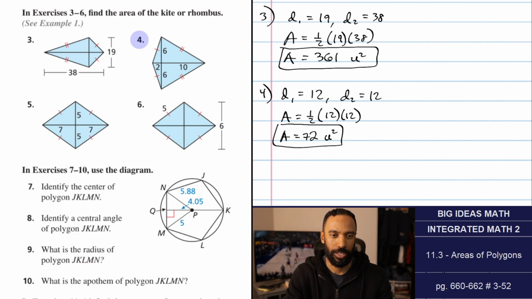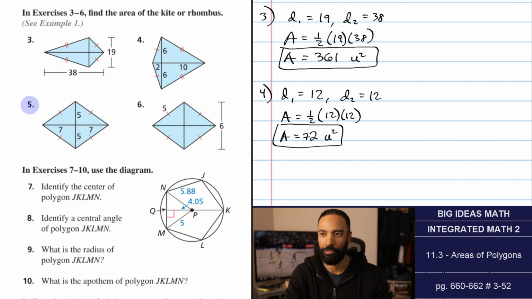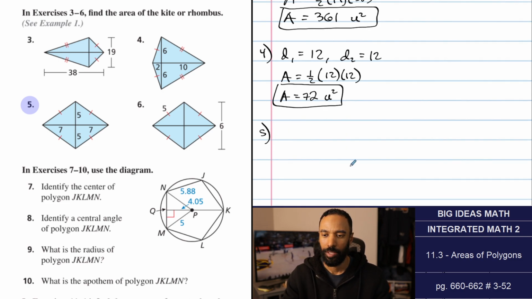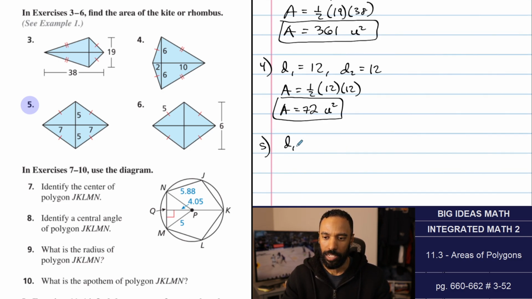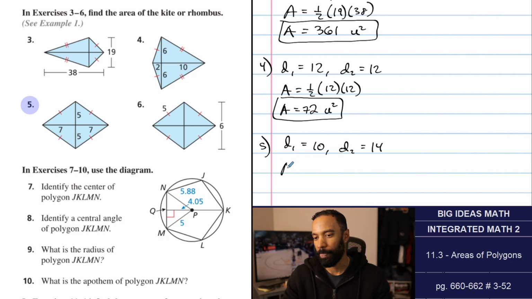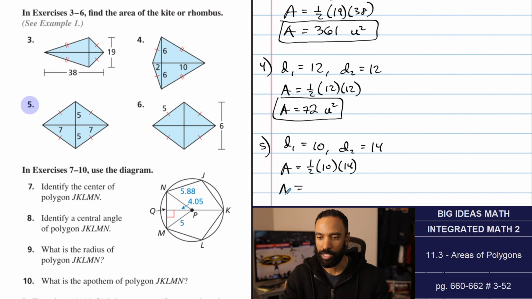Numbers 5 and 6 look like rhombuses based on the congruent sides, but that does not change our formula, especially the way that they have this constructed. Number 5, we can do D sub 1 as 5 plus 5, being 10, D sub 2 as 7 plus 7, being 14. And rhombuses bisect each other, by the way, in case you were wondering. So area is half of 10 times 14. Half of 14 is 7, and 10 times 7 is 70. So 70 square units for that one.